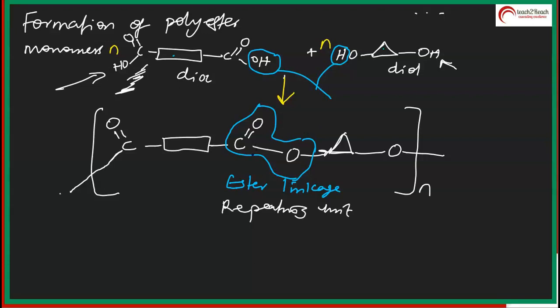Do you get that? Yes. Okay. So this is the formation of a polyester. Ester is usually formed between a carboxylic acid and an alcohol, so this will be a perfect example of a polyester.